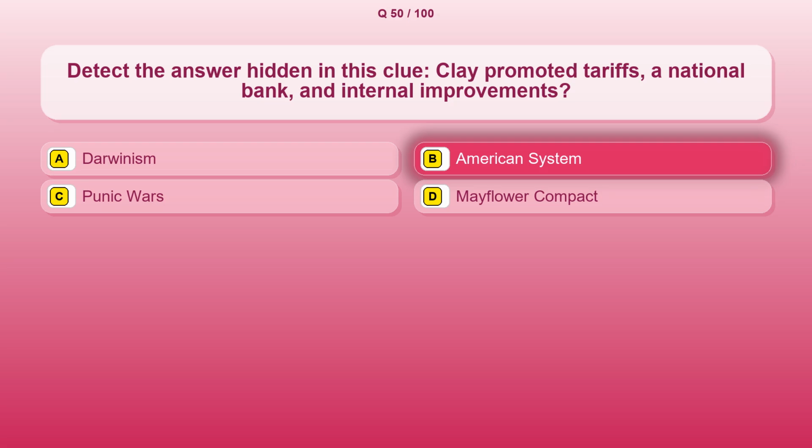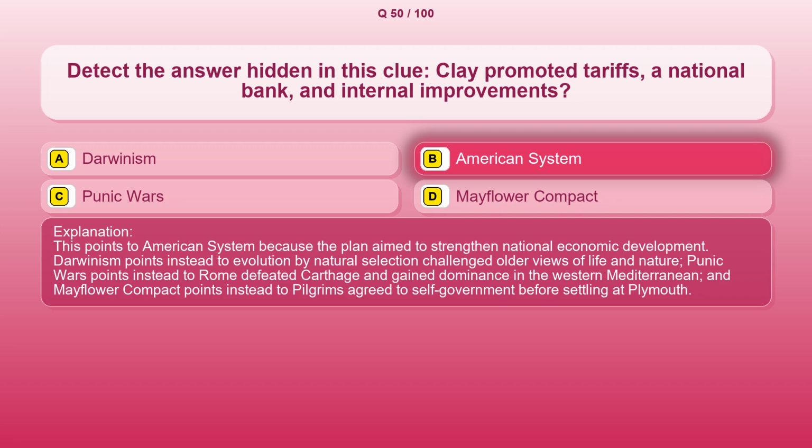The correct answer is option B, American system. This points to American system because the plan aimed to strengthen national economic development. Darwinism points instead to evolution by natural selection challenged older views of life and nature. Punic Wars points instead to Rome defeated Carthage and gained dominance in the Western Mediterranean, and Mayflower Compact points instead to Pilgrims agreed to self-government before settling at Plymouth.